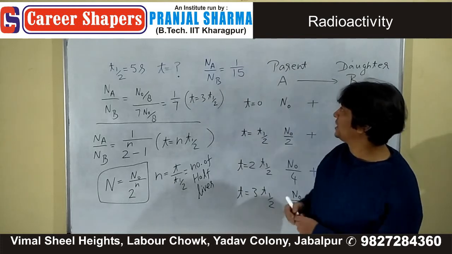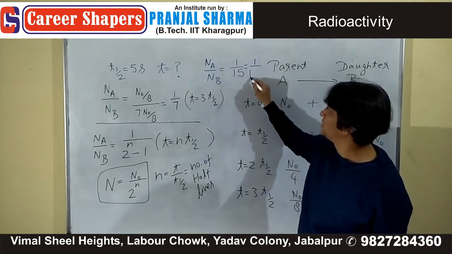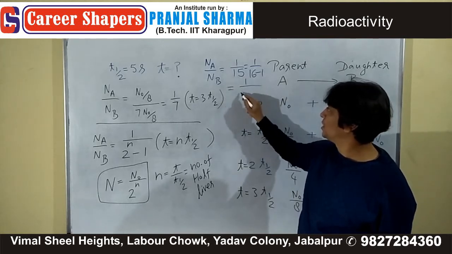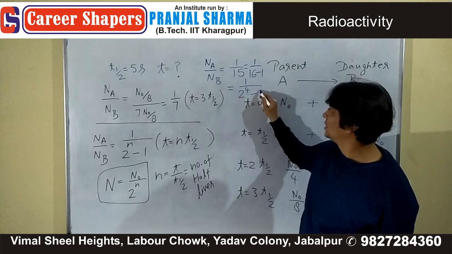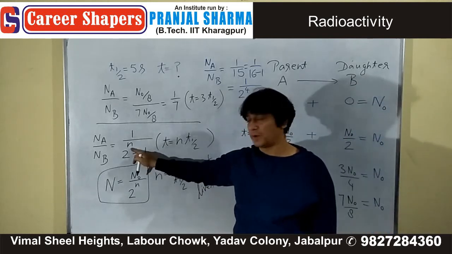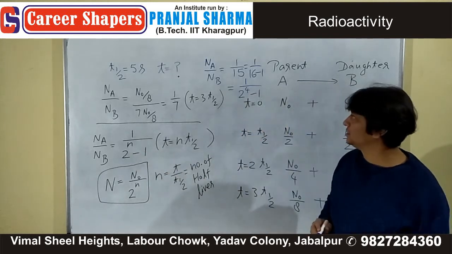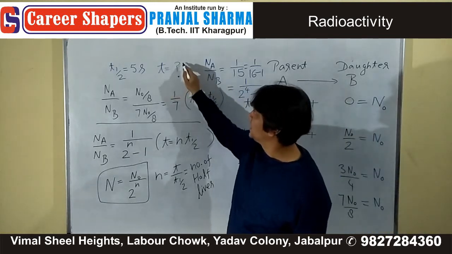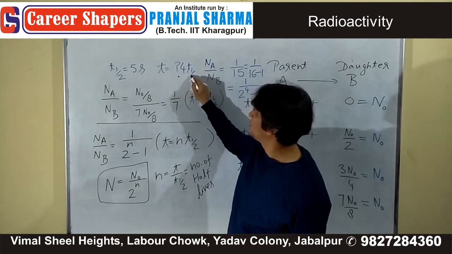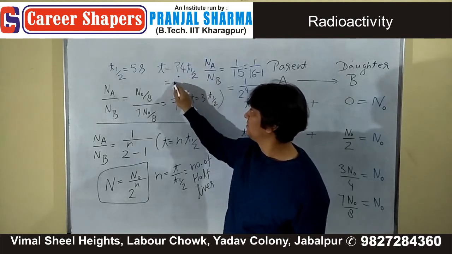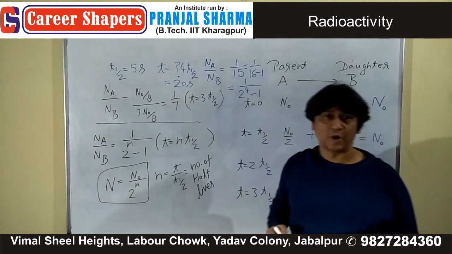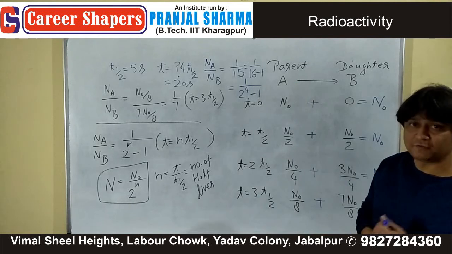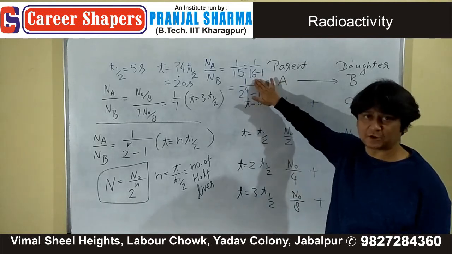So, 1 upon 15. What is 1 upon 15? 1 upon 15 is 16 minus 1. If this is 16 minus 1, then this is 1 upon 2 to the power 4 minus 1. That means after how many half-lives? 4 half-lives. And therefore this t is 4 multiplied by T half. What is T half? 5. And therefore the answer is what? 20 seconds.